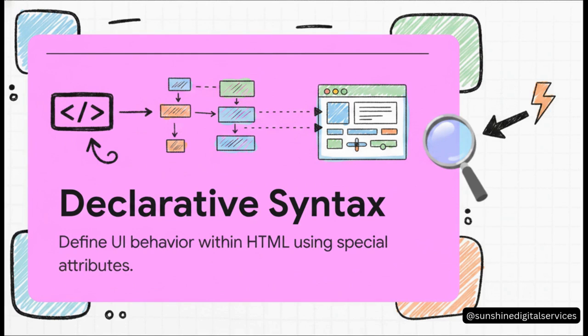This principle, known as locality of behavior, makes your codebase incredibly transparent. Anyone can open a template file, read the HTML tags, and immediately understand exactly how that interface will behave without ever having to trace functions back to some distant JavaScript file.